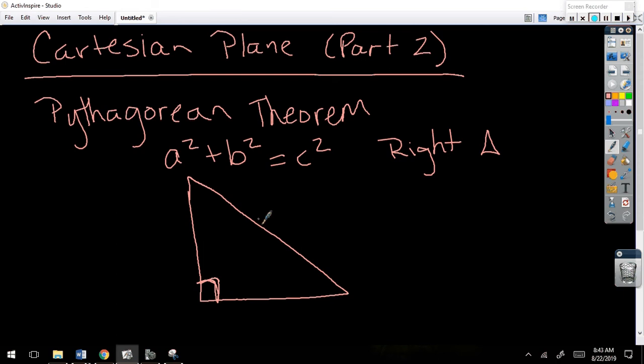So what I'm getting at is this is C and these are A and B. And it doesn't matter which one you let be A and B. They just have to butt up to that right angle. Y'all got that? Okay. So we'll use that in just a little bit for something else we're going to do. But let's get back to the Cartesian plane.